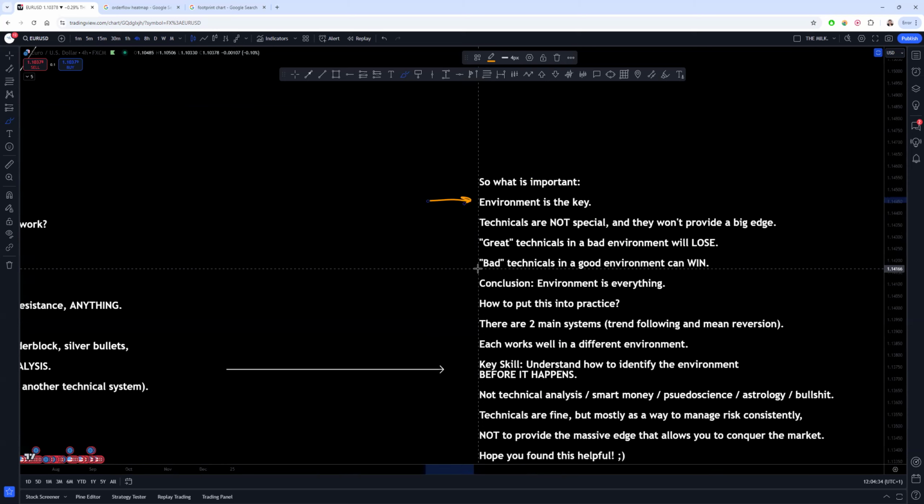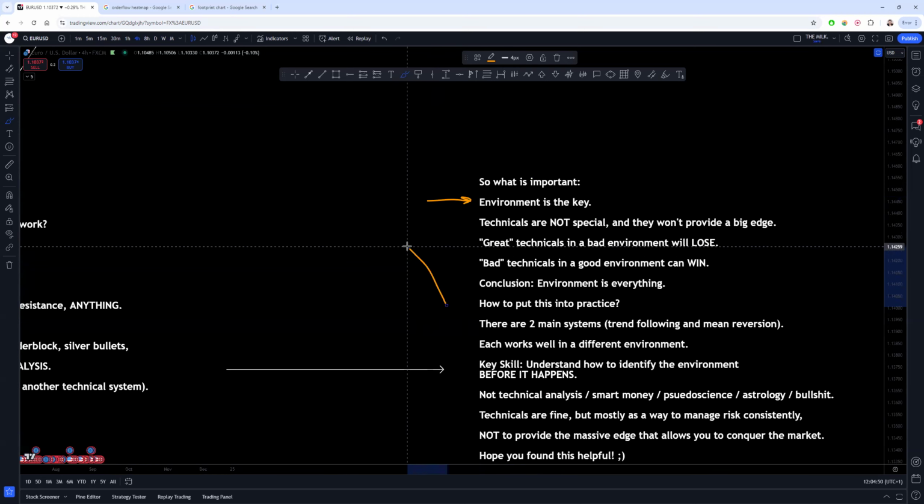And vice versa, quote unquote bad technicals. Smart money might look at something like support and resistance or head and shoulders and be like, oh, those are bad technicals, right? In a good environment, those can win. So the conclusion is that technicals aren't everything, environment is everything.